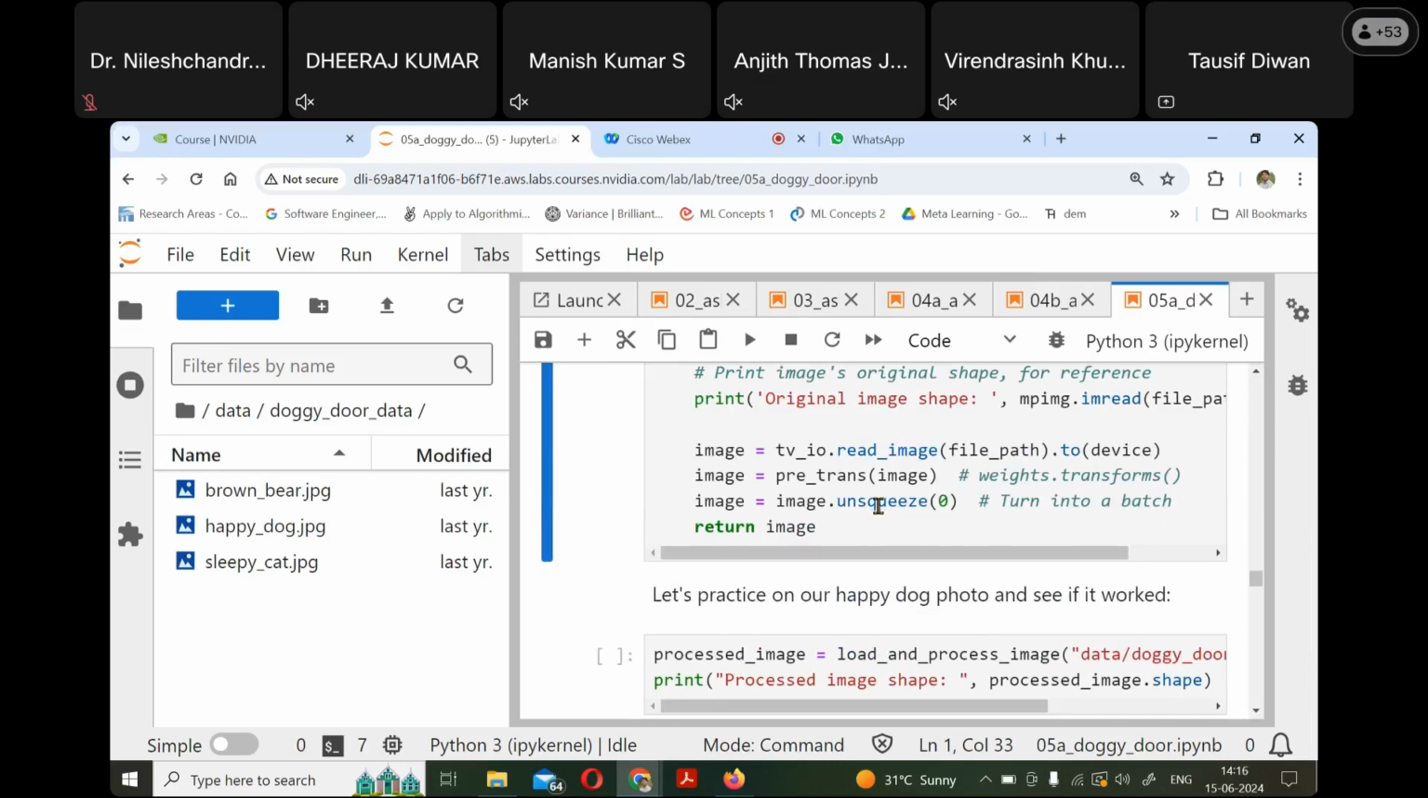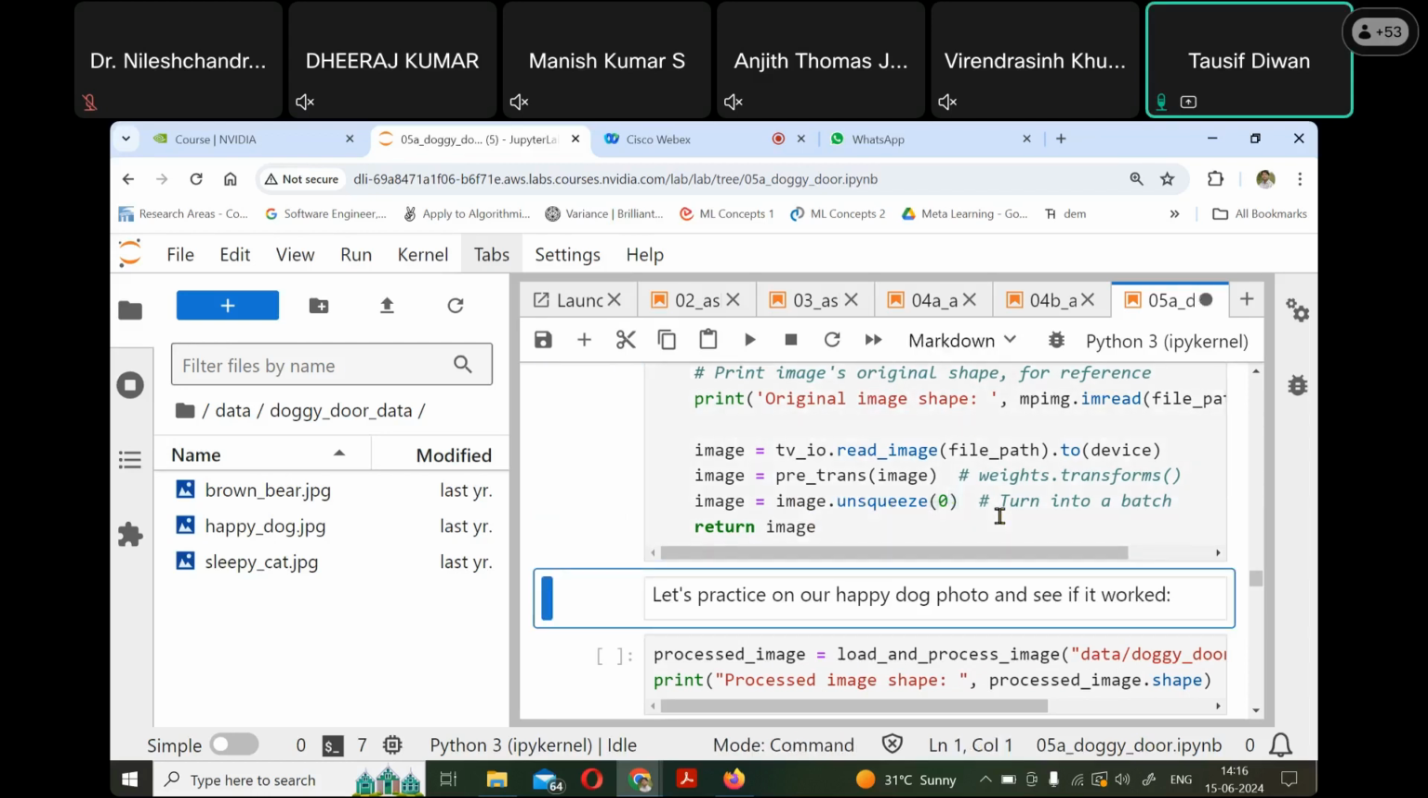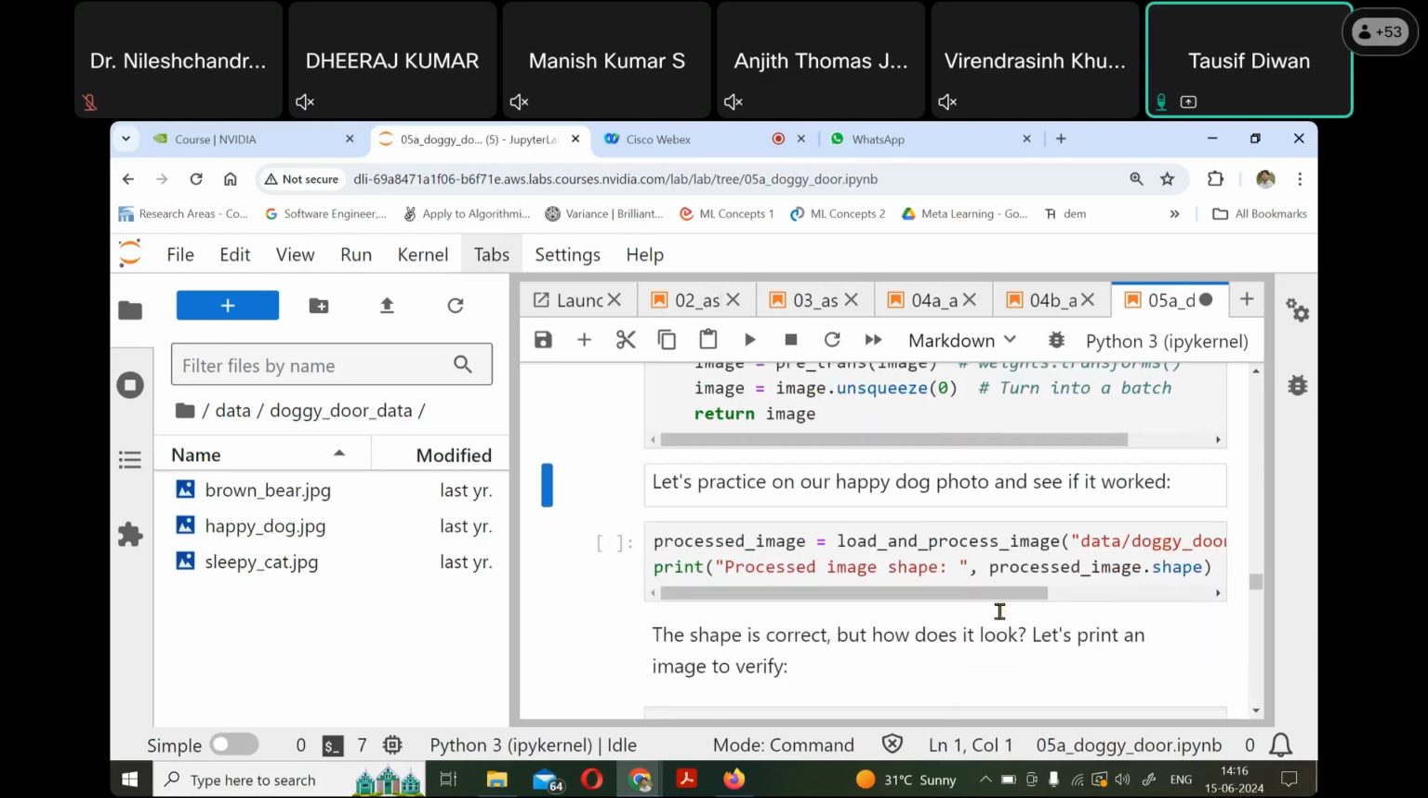Once again, we are adding one more dimension with the help of unsqueeze, because the model is expecting a batch. It is not expecting a single input. That's why we are writing image dot unsqueeze, and at what index? The 0th index. So this is the transformation. Now once again we call this function load and process image. So this is my processed image.